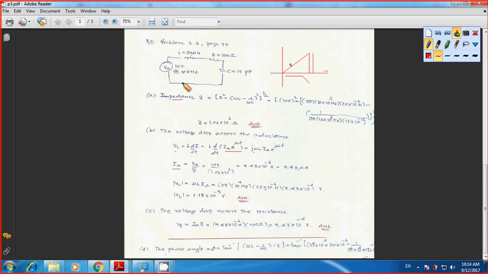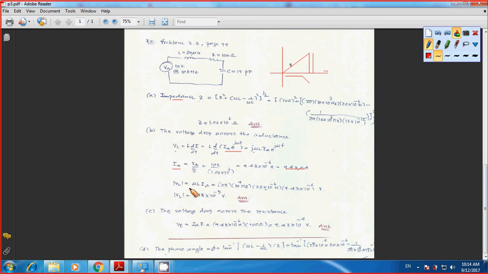Since the supply voltage is 10 volts and the total impedance of your circuit is 1.06 times 10 to the 6, you simply divide 10 volts by 1.06 times 10 to the 6, and that gives you about 9.43 microamps.